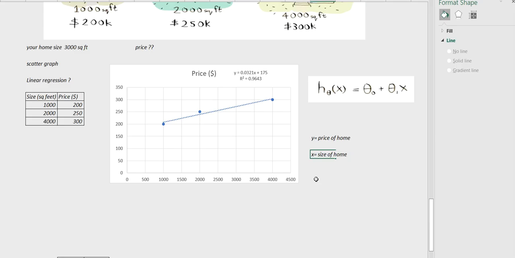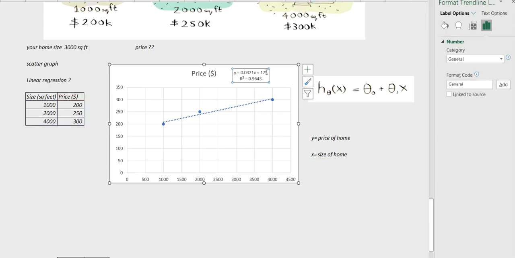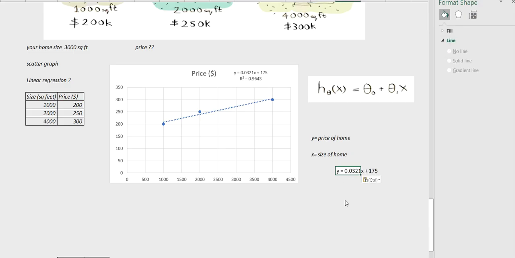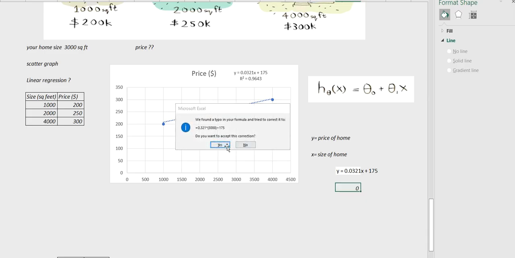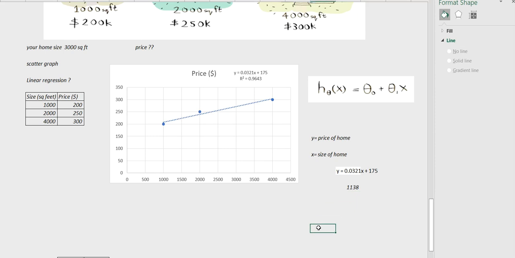So if I pass in this particular equation, suppose this is the equation, in this equation suppose I will pass the value of x, okay. So suppose 0.321 and suppose my house size is 3000 square feet plus 175, okay, then I will get the output.